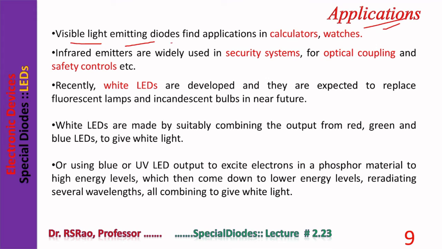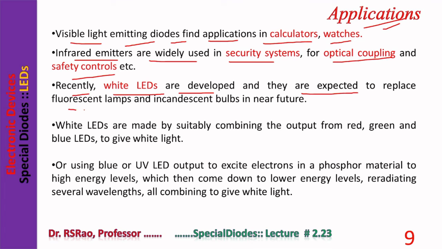Applications of LEDs. Visible light emitting diodes find applications in calculators, watches, etc. Infrared emitters are widely used in security systems for optical coupling and safety controls. Gallium arsenide is an infrared emitting LED. We have seen already. Recently, white LEDs have been developed and they are expected to replace fluorescent lamps and also incandescent bulbs in the near future.